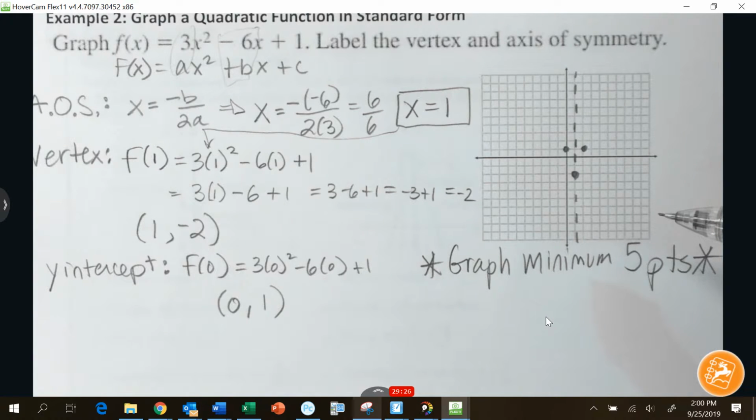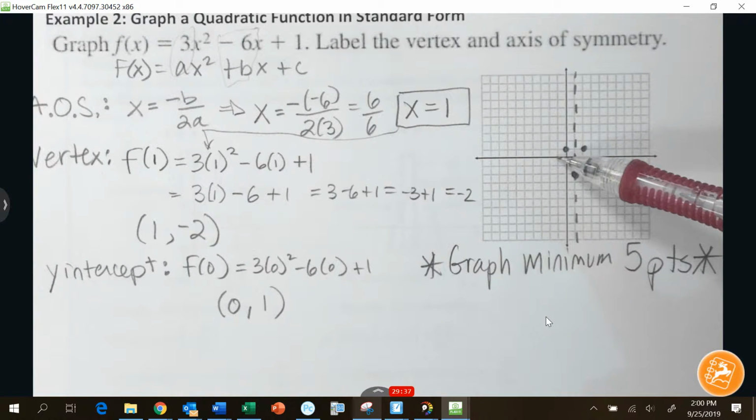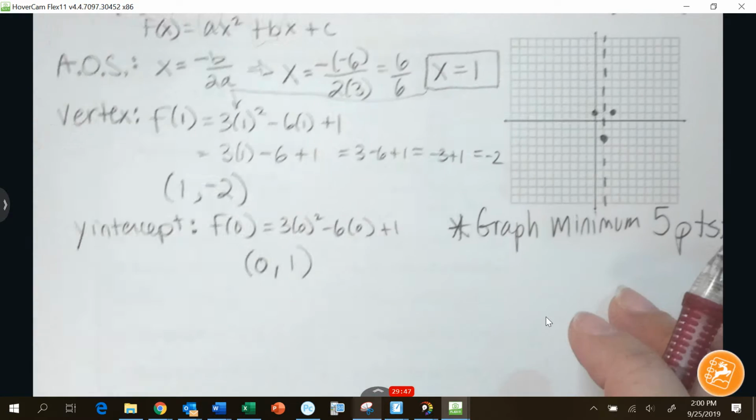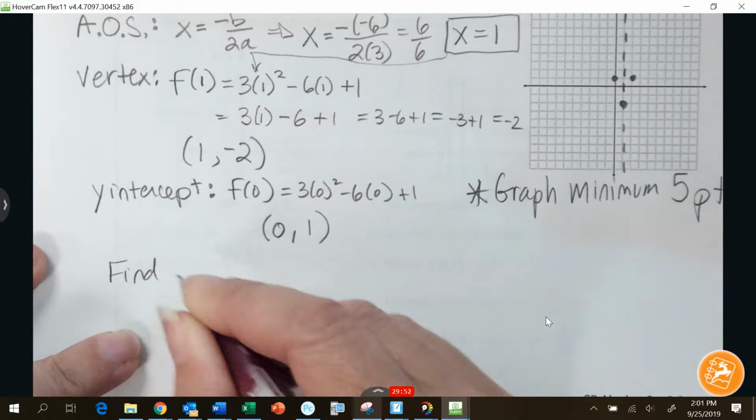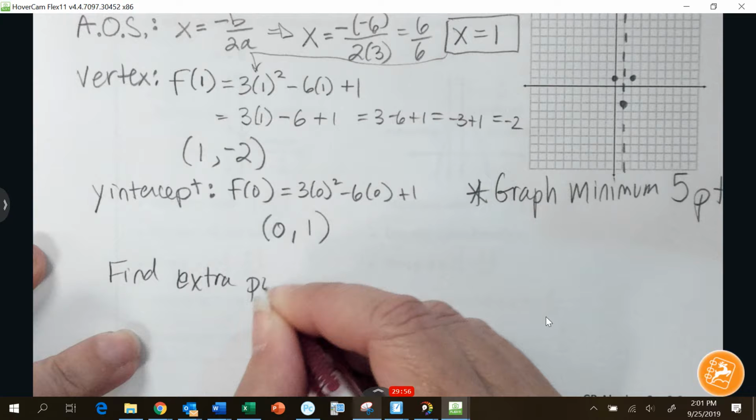I'm sorry, what were you guys saying, plug in? 3. There's not a wrong answer. I think 3 is a good one to plug in because it's close to that. I also think negative 1 is good to plug in, except it's negative, and sometimes people make mistakes with negatives. We'll plug in 3, but if you feel like you could plug in negative 1, that's fine. But we'll find an extra point.